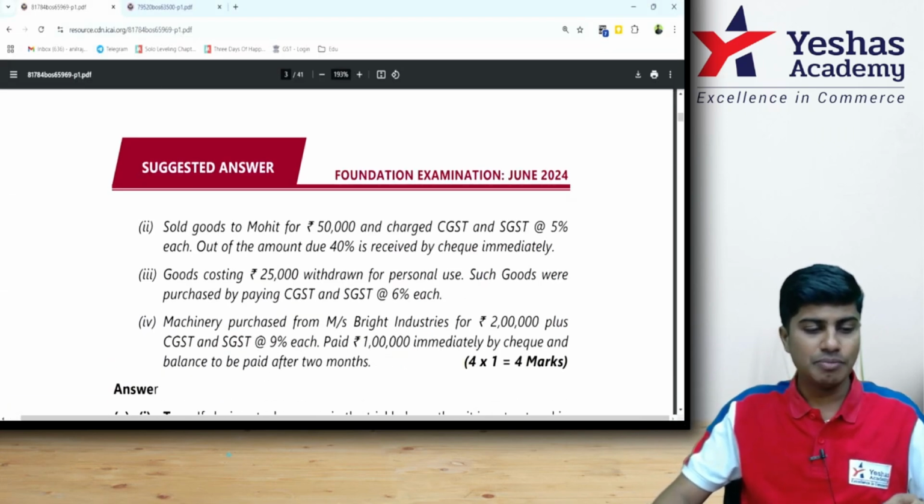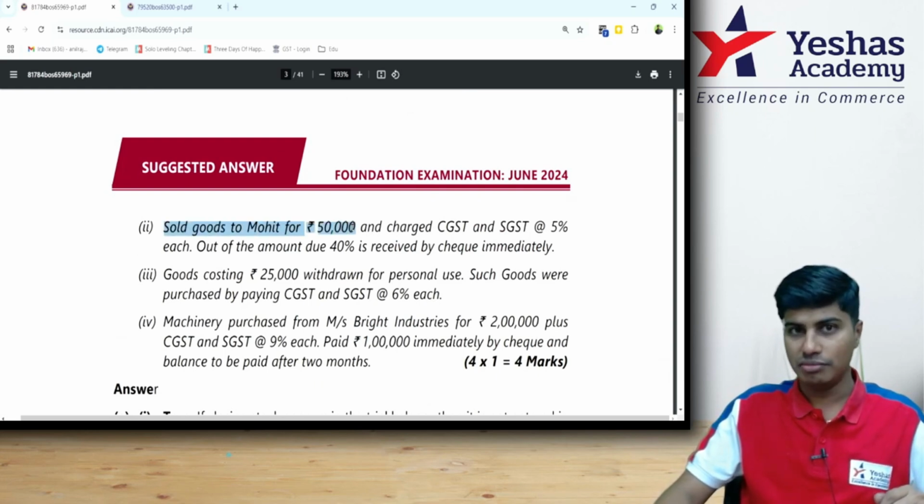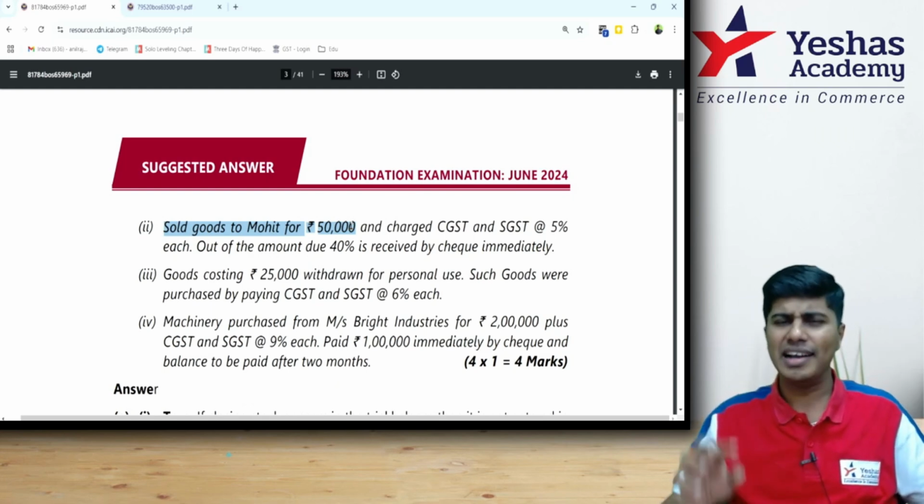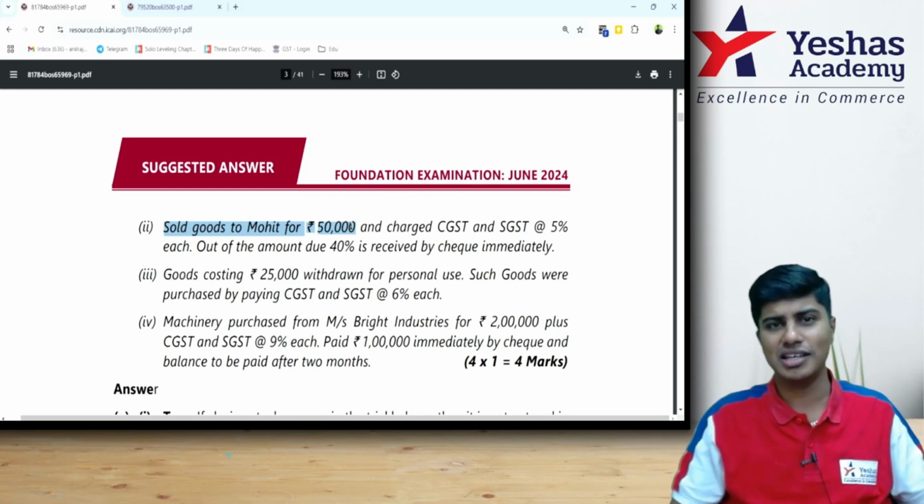The next item is sold goods to Mohit for rupees 50,000. We have sold goods to Mohit. We have not collected cash from him. Have we? Oh, we have collected 40% immediately. But let me split it into two separate transactions. And later I'll also teach how to write it in one single transaction.